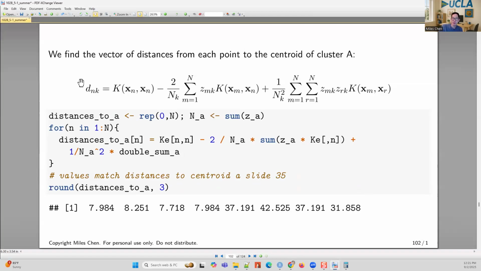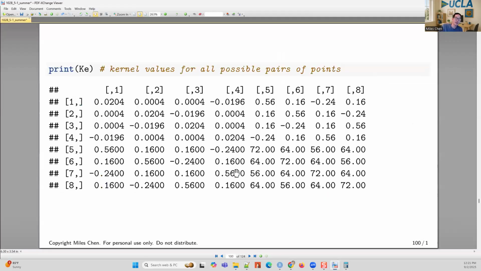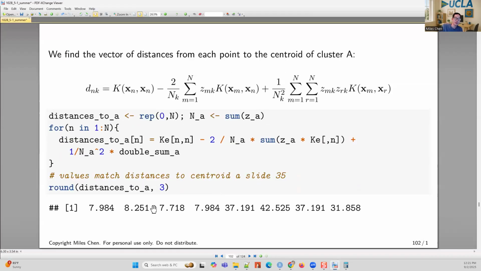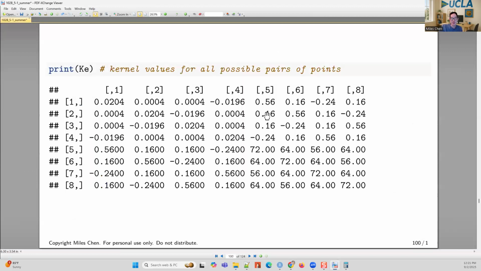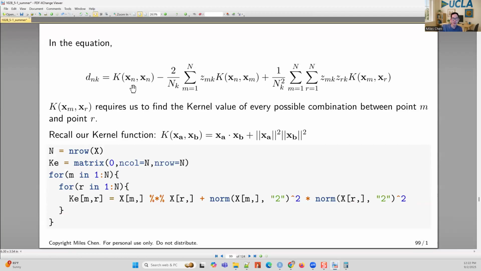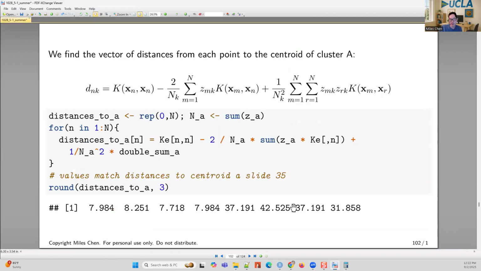Okay, so using this, without actually transforming our data into the higher dimensional three-dimensional space, we are able to get the same distance metrics from each point to the centroid of cluster A. And it feels almost like magic. But we just have an alternate way of calculating those distances by using this kernel function. The kernel function is giving us values back from that transformed space without requiring us to transform the data.